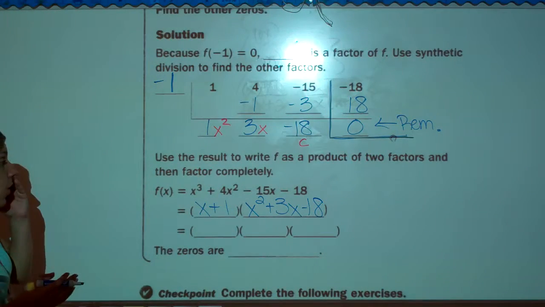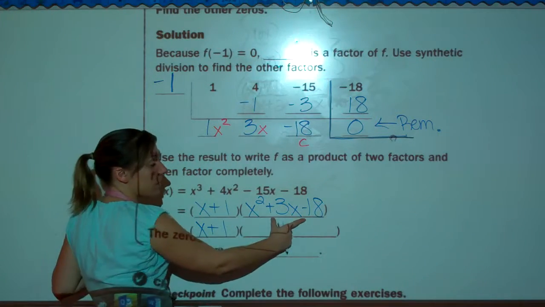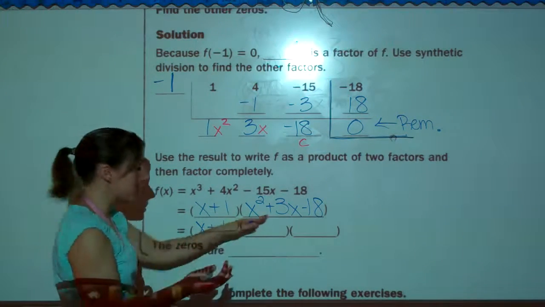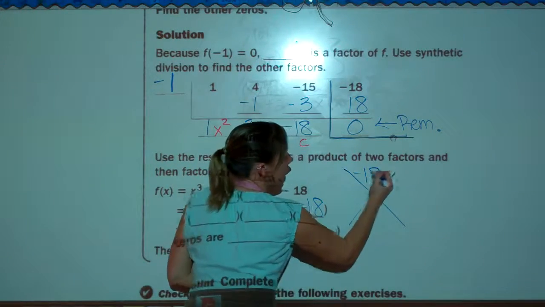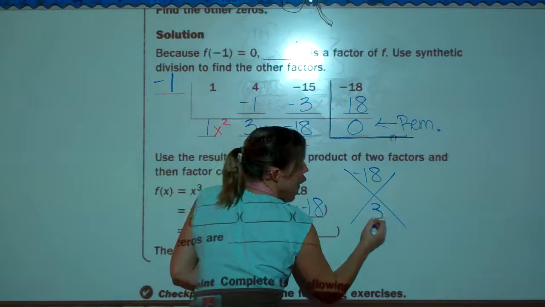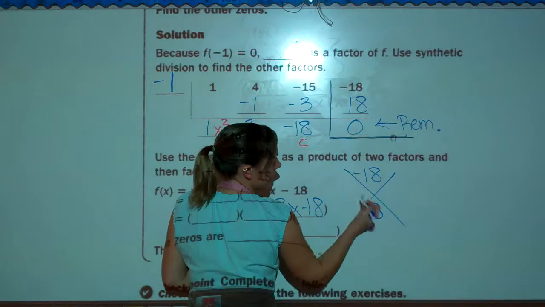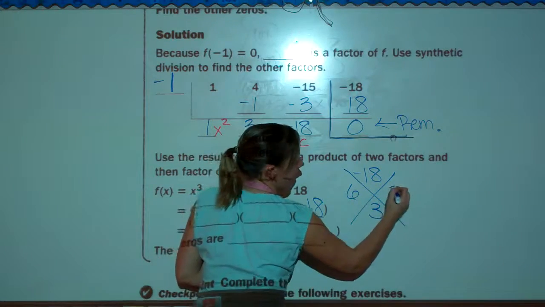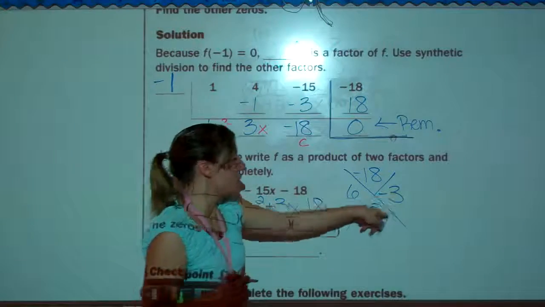So now we just go off, this we already know. So now we just want to factor that one more time, and that's a basic trinomial. So two numbers that multiply to negative 18 and add to 3. Okay, that is 6 and 3, and the 3 will be the negative, okay? So when you subtract it, that'll be the negative.